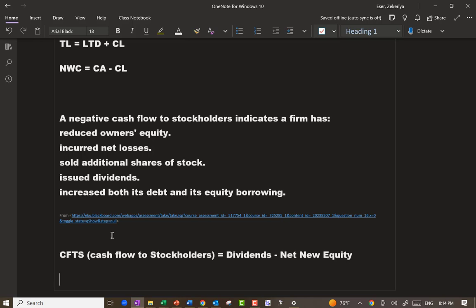Could that be correct? Dividends are obviously non-negative. So if this number is negative, that means net new equity is positive. So that means you actually increased equity. They incur net losses. It has nothing to do with that. A firm can have negative cash flow to shareholders while making money or losing money, because it has to do with dividends. Remember, dividends are things that the board decides to pay. You could be losing money and still pay dividends.